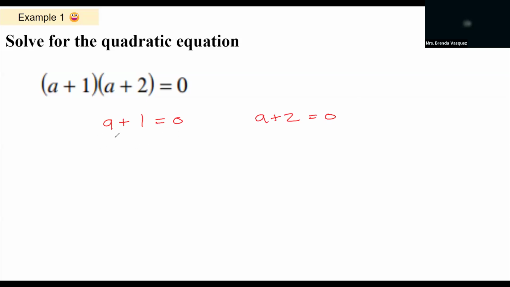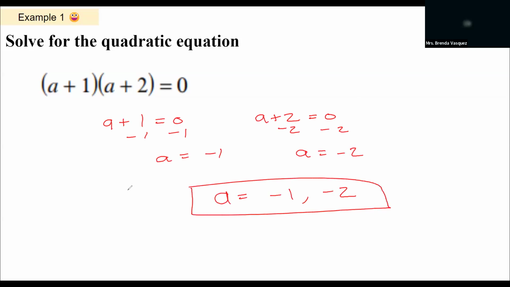So let's see. How do I solve my one step? So a equals -1 and -2. So what are my two solutions? -1 and -2. These signs matter, guys. Please pay attention to your signs, okay? All right, let's go ahead and step it up.